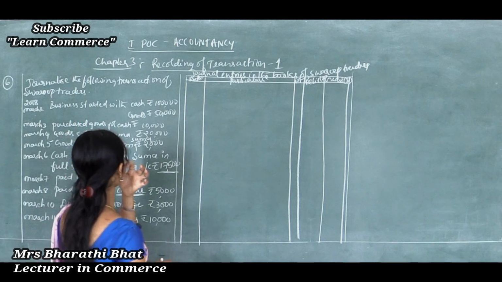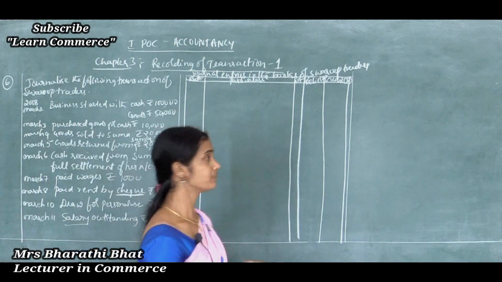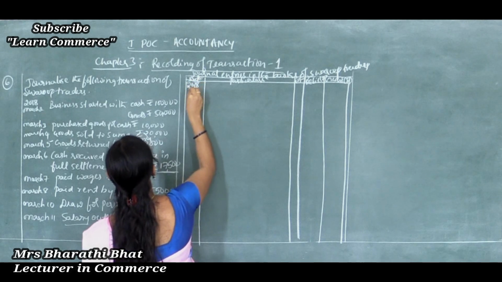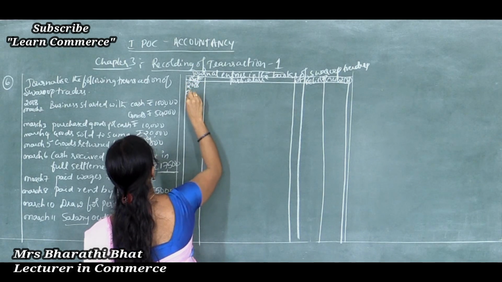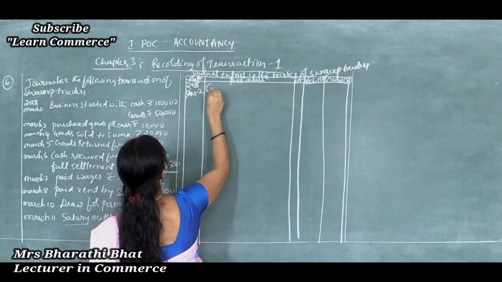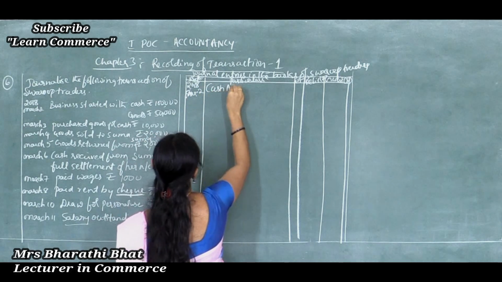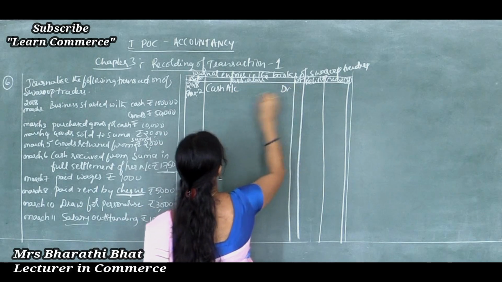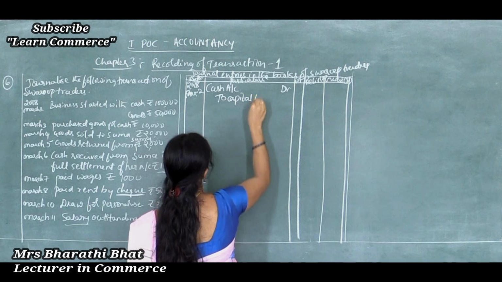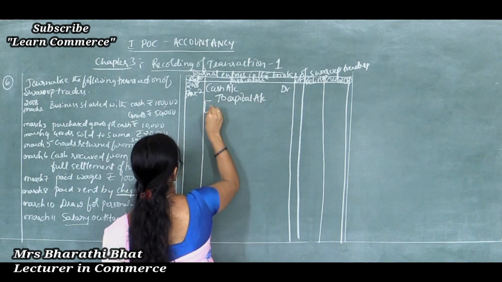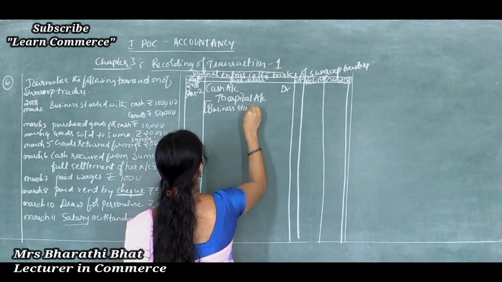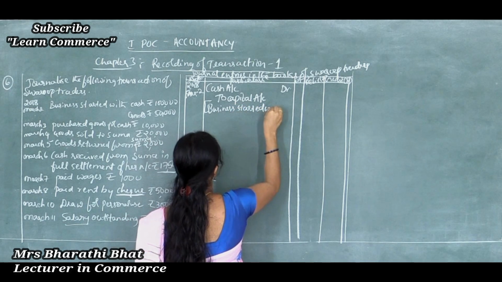So the first one, business started with the cash. So how can we record here? 2018 March 2nd, cash account debited to capital account. Narration, business started with cash.